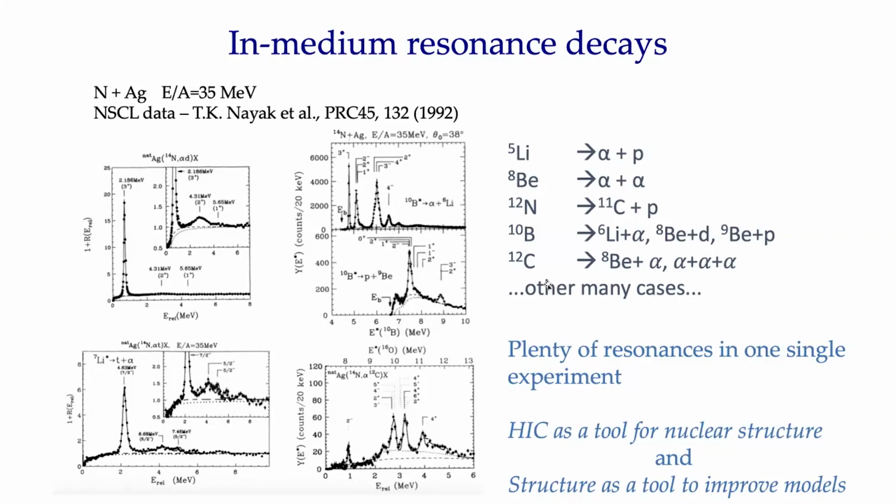For example, lithium-5 is not a stable nucleus. And if you study the details in the line shape of these correlations, you can reconstruct the structure properties of these nuclei. So somehow in heavy ion collisions, you have a lot of rich information. Of course, the drawback of that is that all of this is mixed with the dynamical effects, and so not so easy to disentangle.